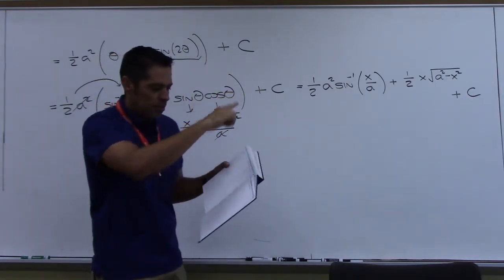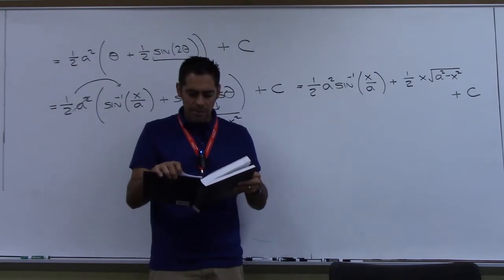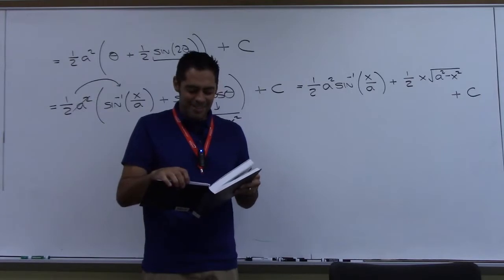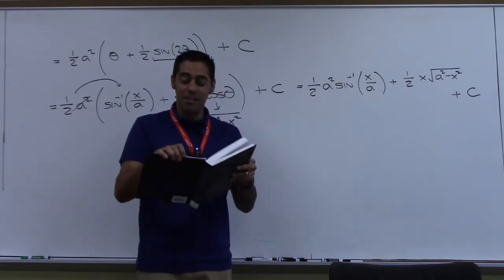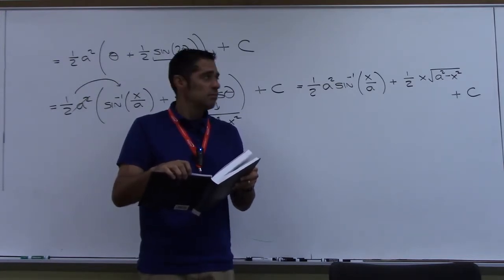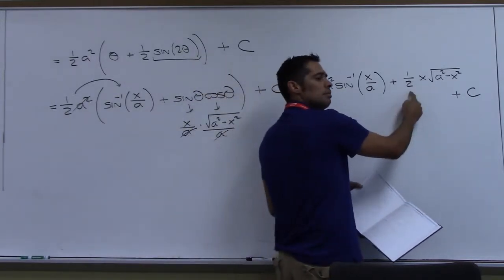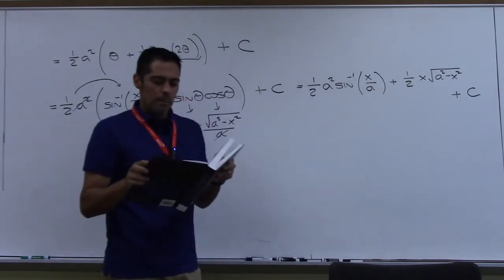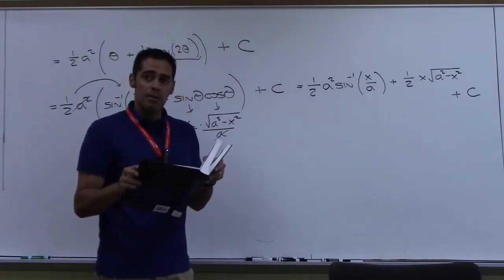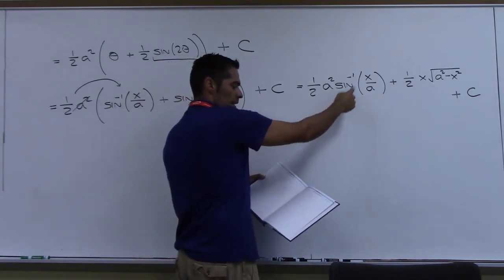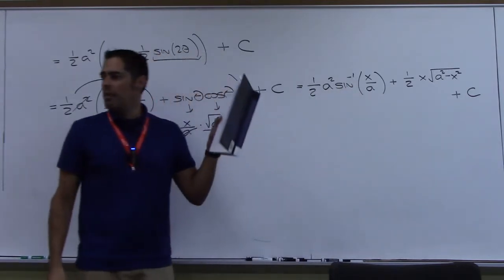Let me read it and you tell me if it's right. Listen, this is the way the formula is written. x over 2 times the square root of a squared minus x squared, plus a squared over 2 arc sine of x over a. So that is the formula.